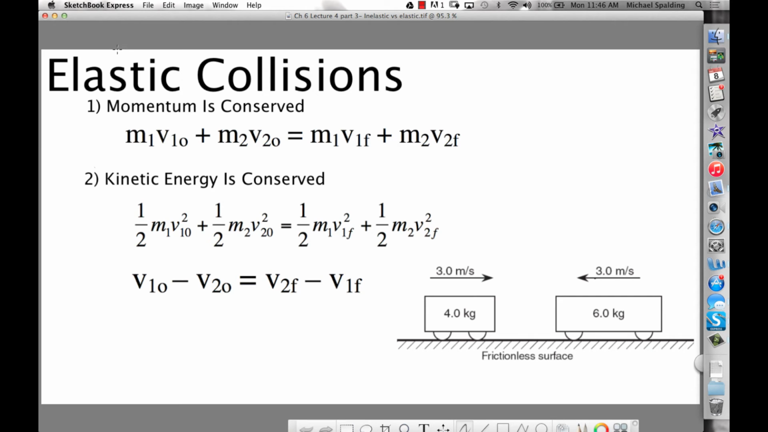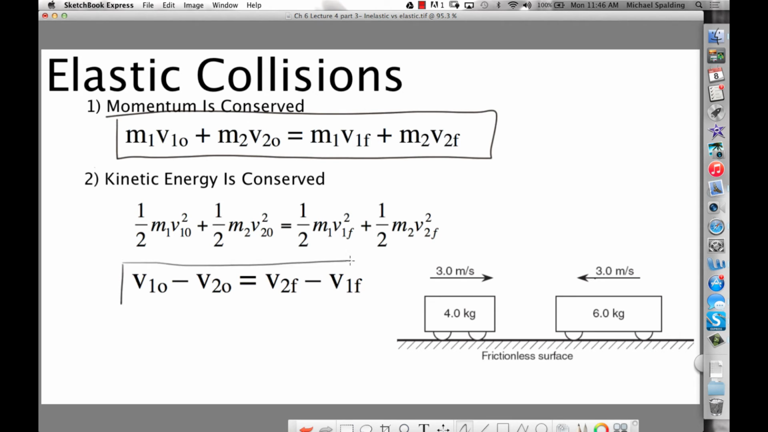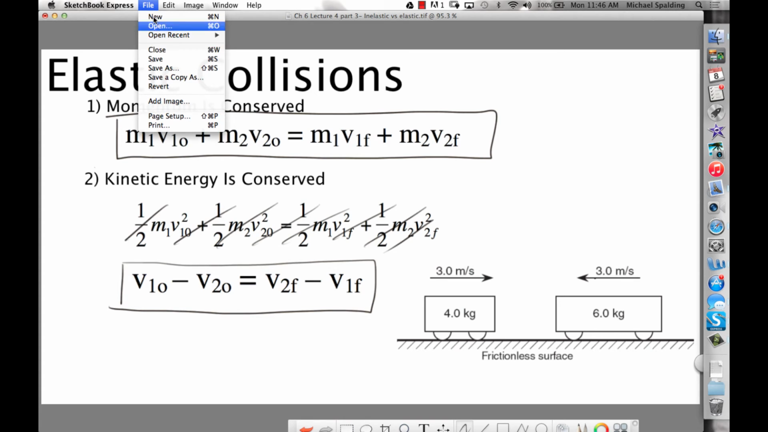When you have an elastic problem, there's going to be two unknowns. You're going to use this equation and this equation. Forget about this equation, right? The conservation of kinetic energy equation, it's going to be too much because the velocities are squared. So you're going to combine these two together and solve for the two unknowns. All right, so let's try a problem.